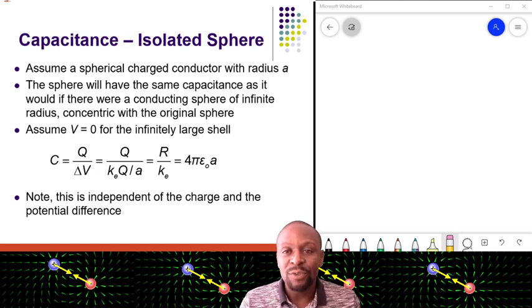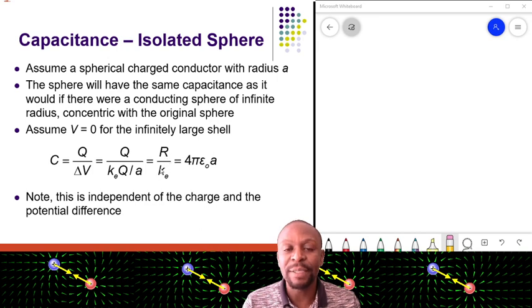Now, a capacitance of an isolated sphere. If we assume a charged spherical conductor with a radius a, the sphere will have the same capacitance as a conducting sphere of infinite radius, concentric with the original sphere. Now, we normally assume that the potential is zero for infinitely large shells. From the definition, we know that the capacitance is defined as Q divided by change in V. But do we know what the change in V is for the spherical symmetry? The change in V for spherical symmetry is just given by k_e Q divided by the radius of that sphere. So if you plug that in, the Qs will cancel, and then you are left with this equation here.